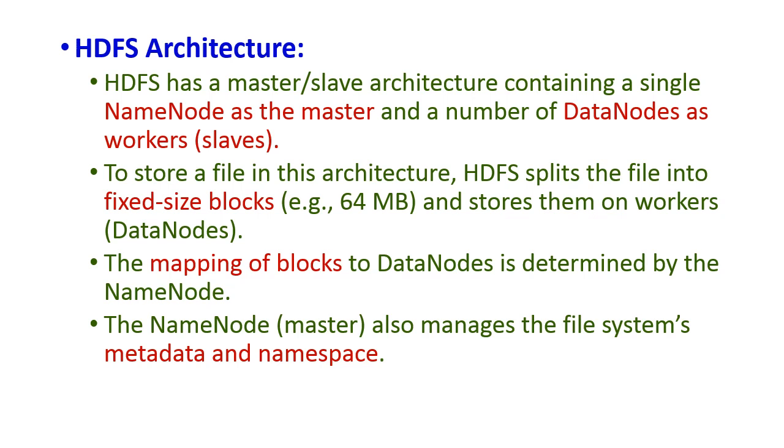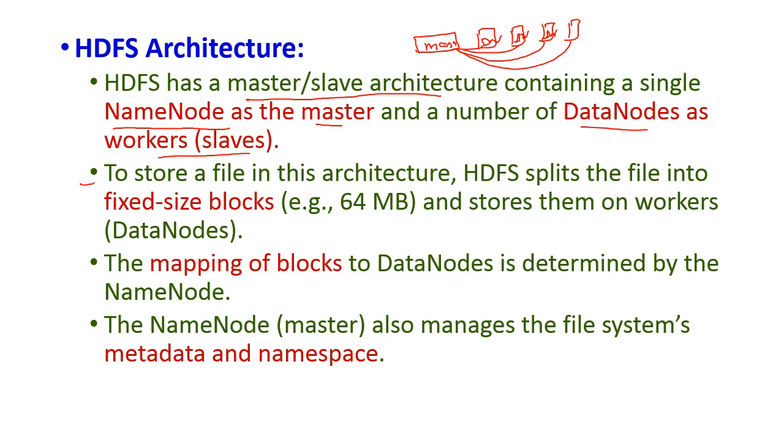Next one is HDFS architecture. HDFS has a master-slave architecture containing a single name node as master and a number of data nodes as workers, that is slaves. So it has one single master node and many data nodes: data node 1, data node 2, data node 3, and all these are controlled by this master node.